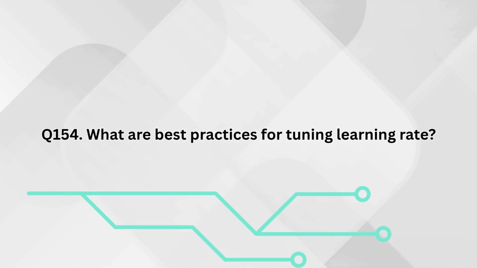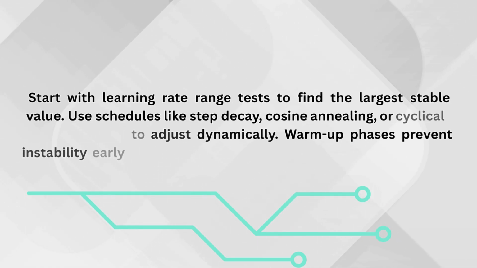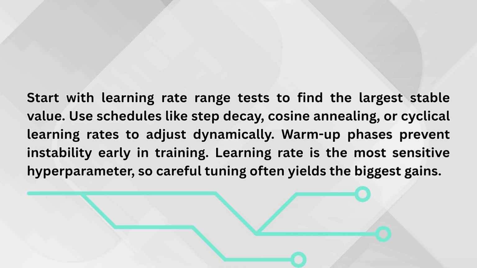What are best practices for tuning learning rate? Start with learning rate range tests to find the largest stable value. Use schedules like step decay, cosine annealing, or cyclical learning rates to adjust dynamically. Warm-up phases prevent instability early in training. Learning rate is the most sensitive hyperparameter, so careful tuning often yields the biggest gains.